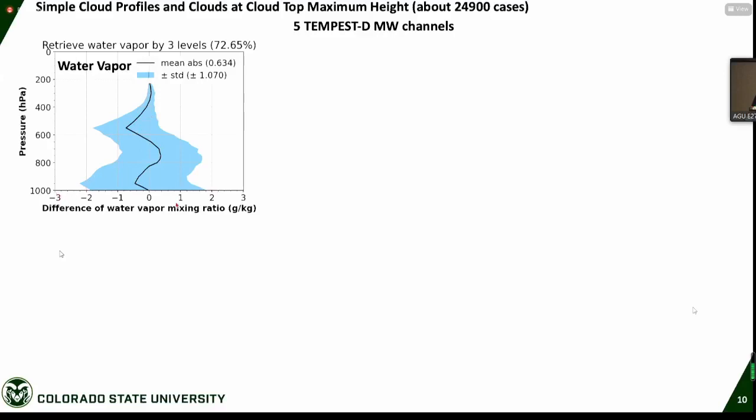This is the result for retrieved water vapor. The x-axis is the difference between the retrieved water vapor and the water vapor from ERA5, over pressure. As we can see, since we only retrieve 3 levels of water vapor, the black solid line, which is the mean error, is zigzagged, and the blue shaded area, the standard deviation, is also zigzagged.